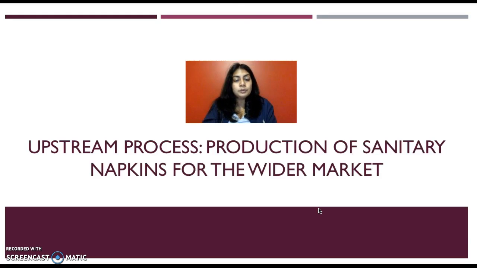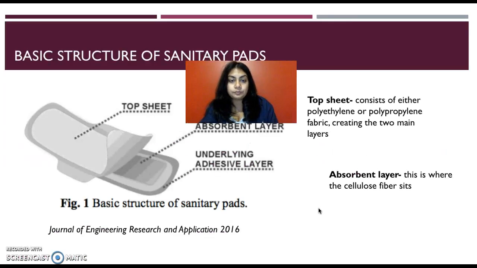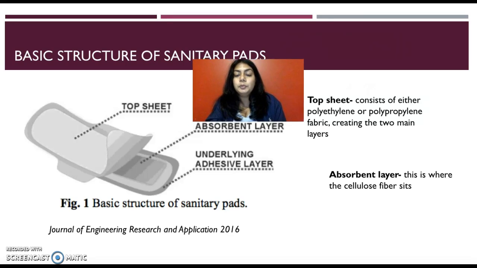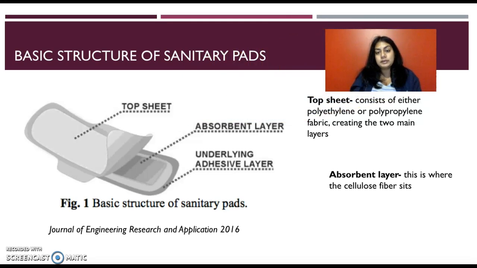Now that the production and the scanning process of cellulose fibers has been completed, the upstream process, or the production of sanitary napkins for the wider market, is continued. Now we'll be going through the basic structure of sanitary pads. Sanitary pads, as you know, are used by females to be able to absorb lots of things.